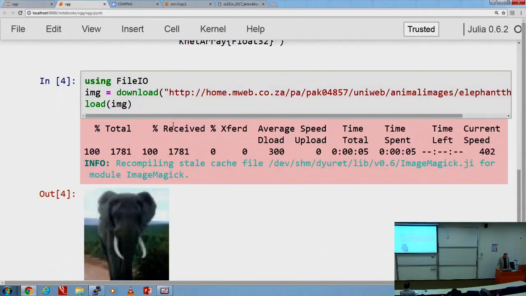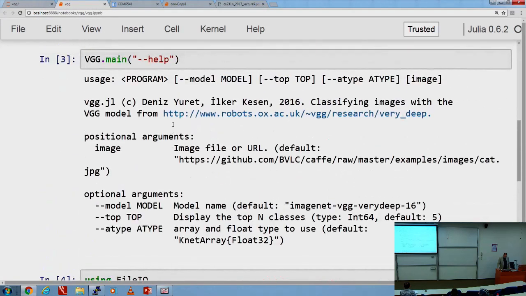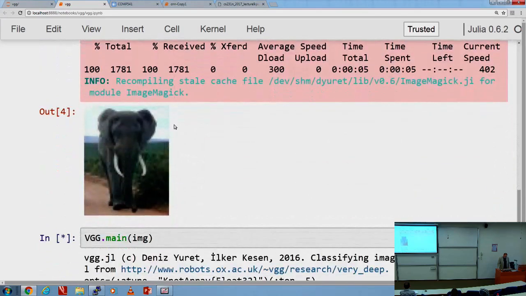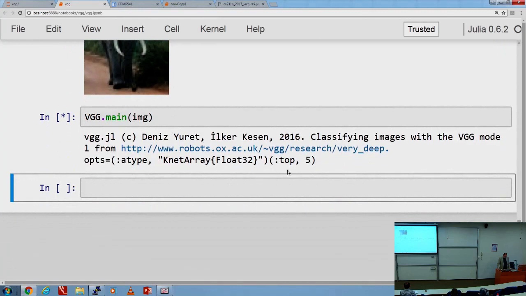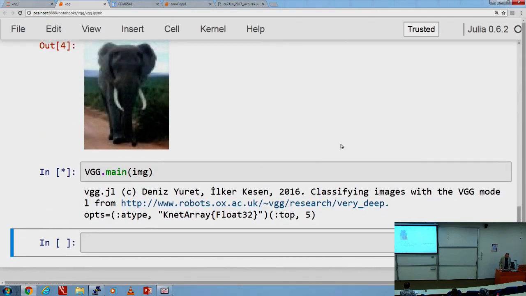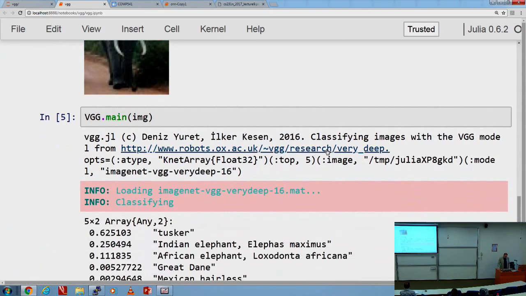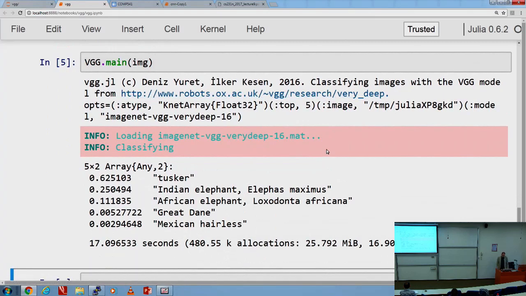Okay, so there is our picture, and here's the VGG, which is hopefully going to classify this picture as an elephant soon. Yeah, so there's the output. This is the top 5 output. The numbers on the left are probabilities, and the strings on the right are the class strings. So that picture was classified as an Indian elephant.